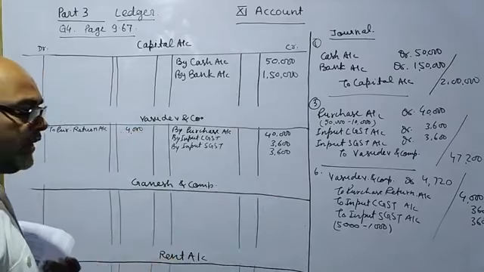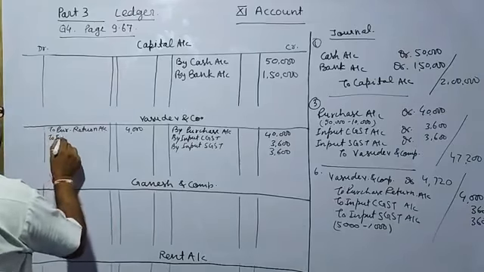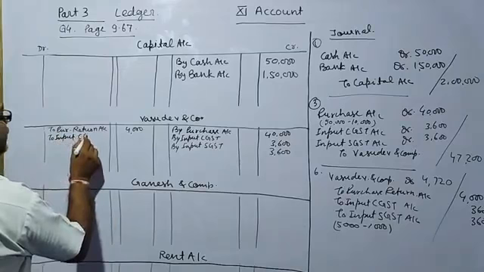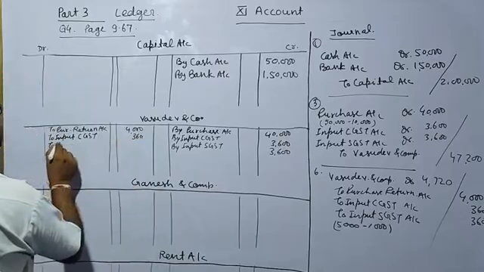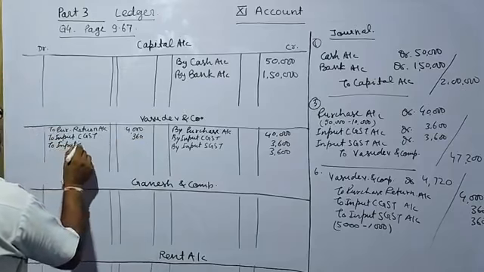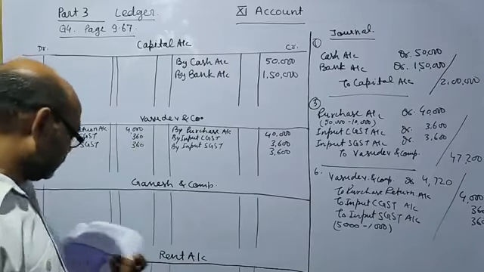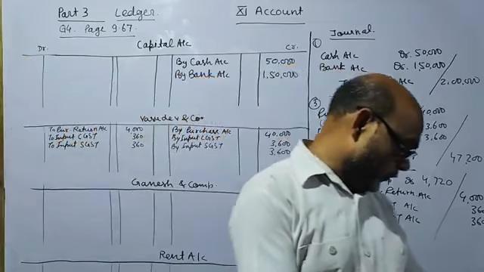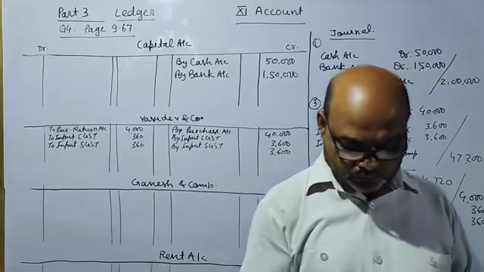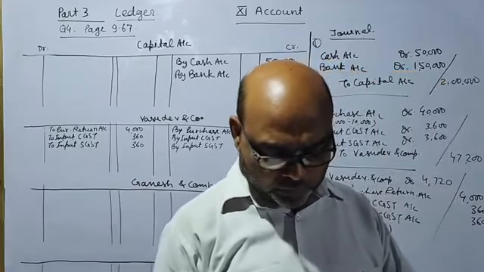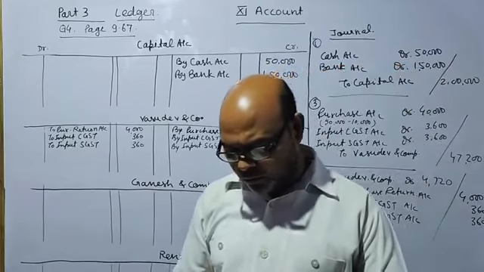So all credit terms you will write the name: to input CGST 360, to input SGST 360. Next, sold goods for cash. So cash account debit to sales account 10,000. Bought a computer against cheque. So computer account debit to bank account.